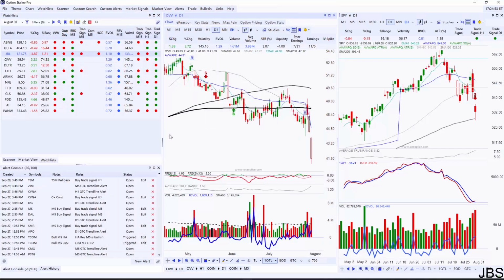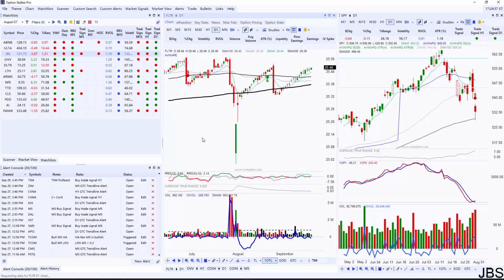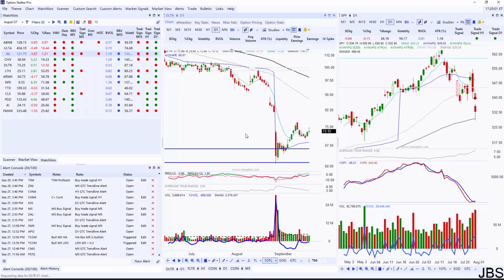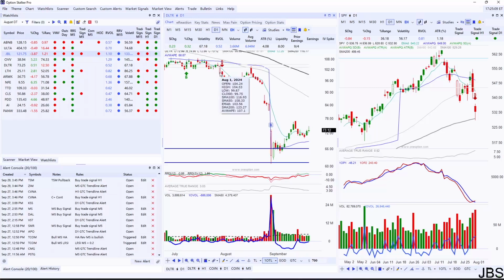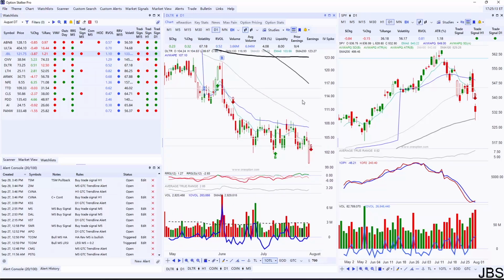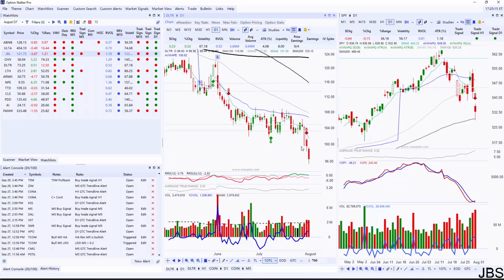Okay, next one we had on 8.5, DLTR. Oops. I didn't even know DLTR was a stock, but now I have found out. DLTR. Okay. Yeah, that's a nice pick. That's a super nice pick.